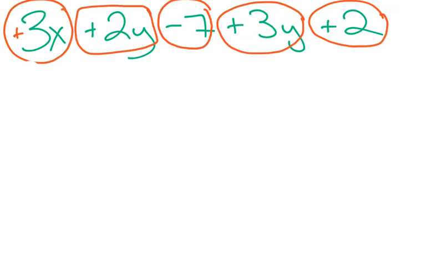Okay, now let's regroup. Maybe you want to use different color highlighters. Maybe you want to use different symbols, like circles around some things or boxes around something else. Maybe you want to use colored pencils. But let's take a look. This -7 is just a number, no variable. Same with this 2, no variable.